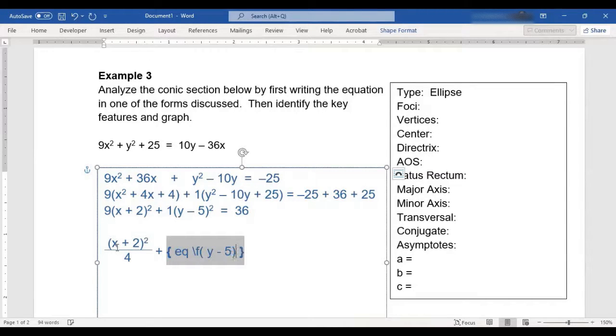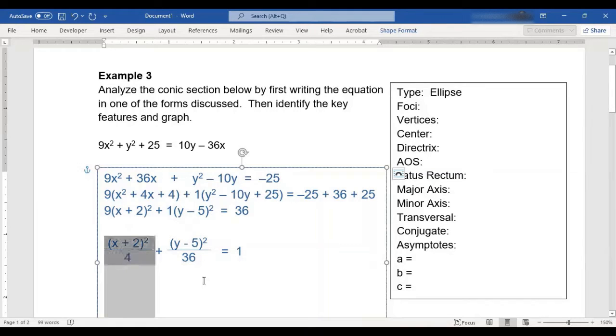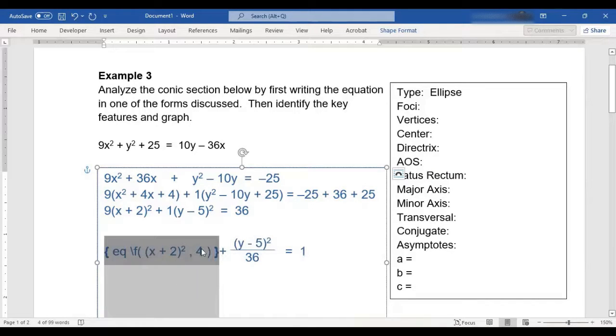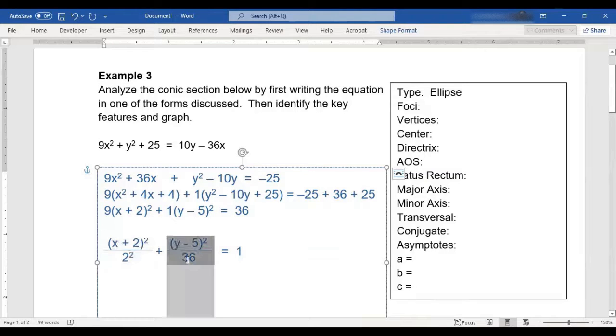Y minus 5 squared over 36. And that's going to equal 1. So again, we divided everything by 36, and that brought us here. And then lastly, I'm going to write these as perfect squares. So the square root of 4 is 2, so I'm going to write this as 2 squared. And the square root of 36 is 6, so I'm going to write this as 6 squared.